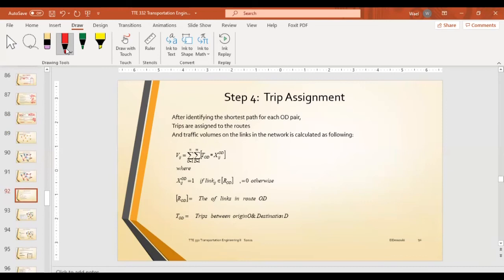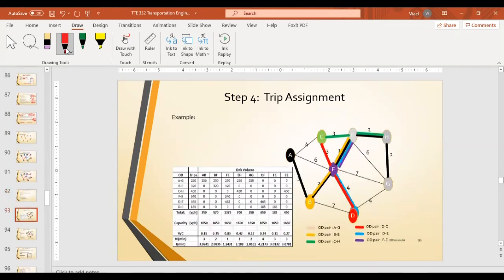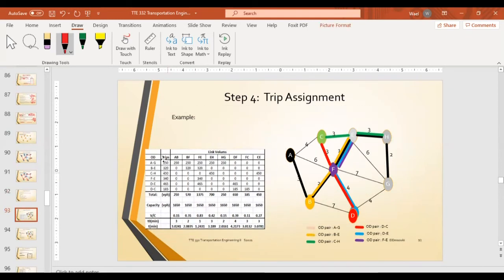Okay. After identifying the shortest path for each OD pair, trips are assigned to the routes. Traffic volumes on the links in the network are calculated as follows: the summation over all OD pairs of the trips for the OD multiplied by x_ij for the OD, where x_ij for the OD equals 1 if link ij belongs to the route between the OD. To better understand it, let's look at this figure, okay? And that's the link volumes in the example.